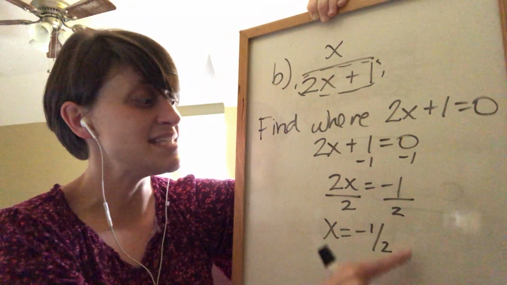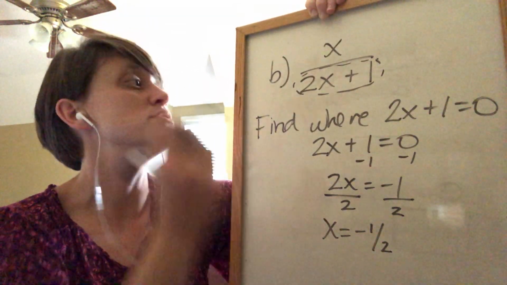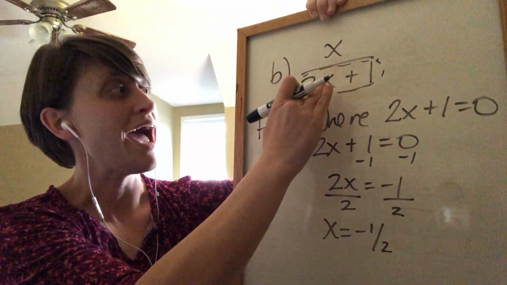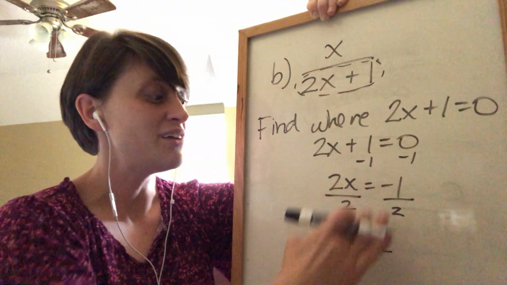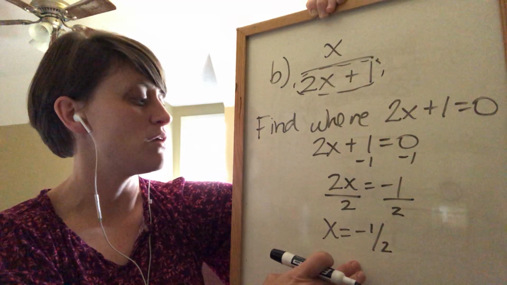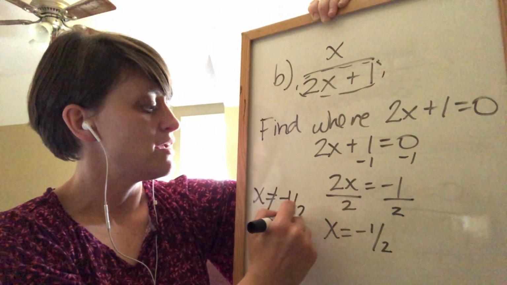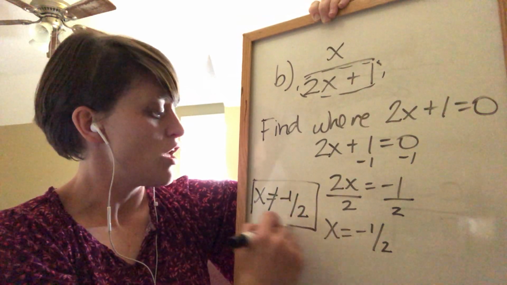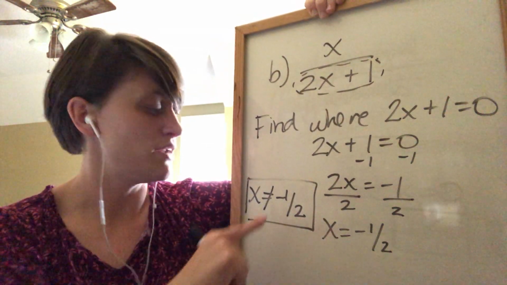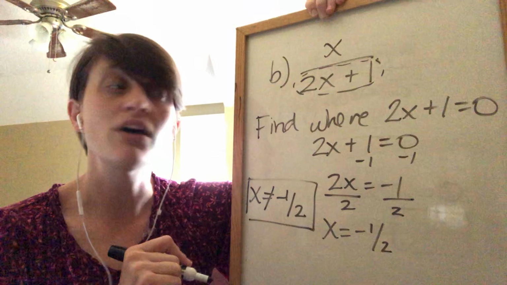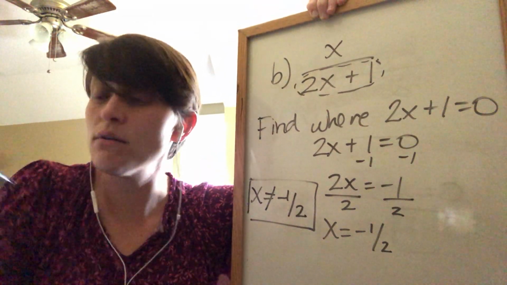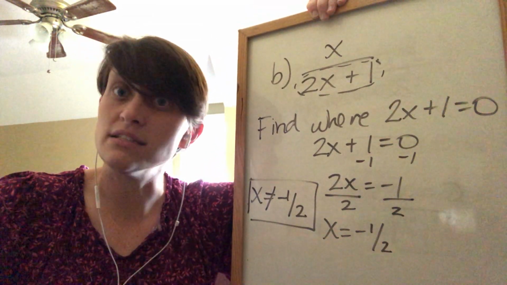So what this tells us is that this value is actually bad news. If we were to put negative 1/2 into this expression, we just found out it makes the denominator 0. So the restriction is that x cannot be negative 1/2. All other values are allowed except negative 1/2 because that would make the denominator 0, which would make the expression undefined.